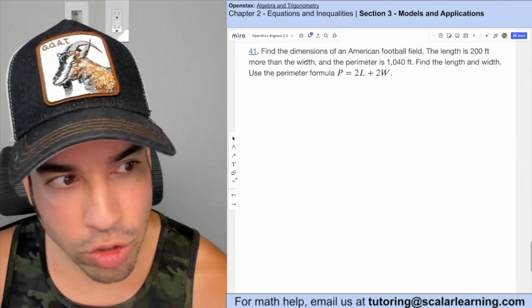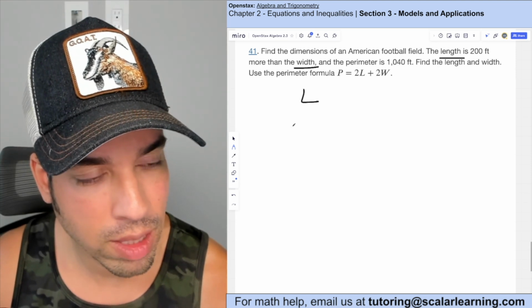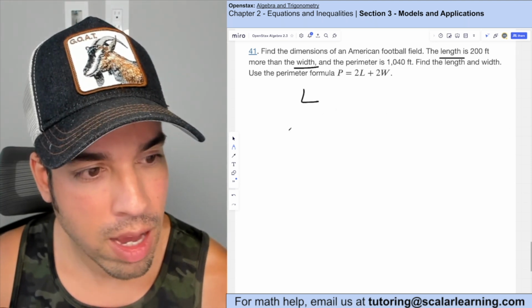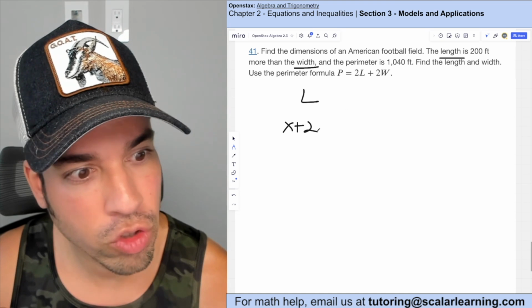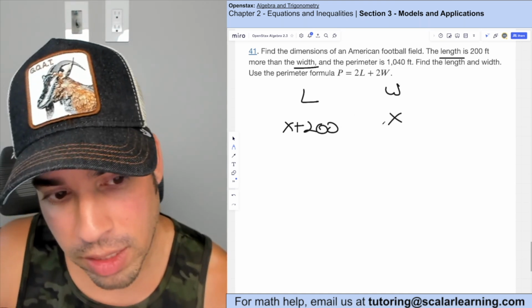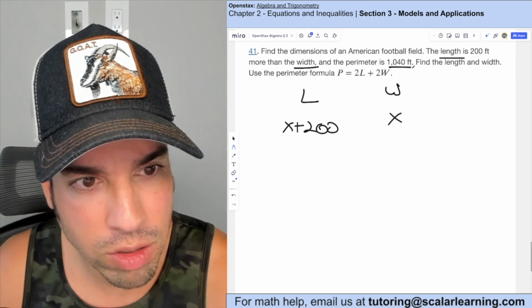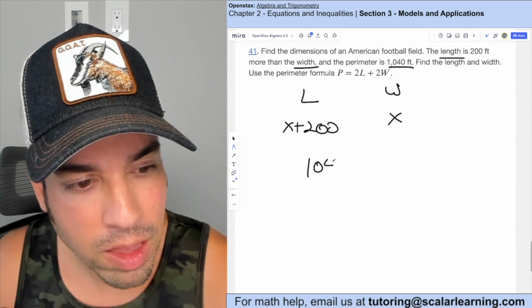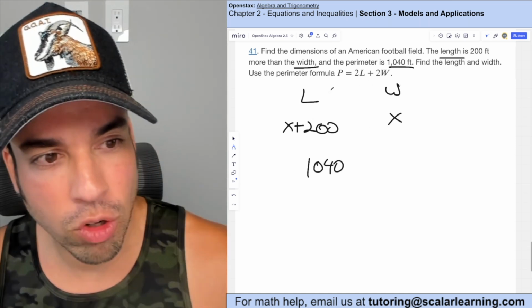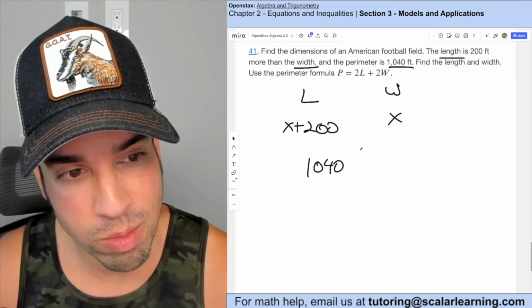So here the length is 200 more than the width. That's pretty cool because I can represent length as x plus 200 and width as x. And now that shows length is 200 more than x. Now we can plug all this into our equation, 1040 for the perimeter. The important thing here is you notice I've turned two variables, actually three variables, into just one, and that's what we want, a single variable equation.